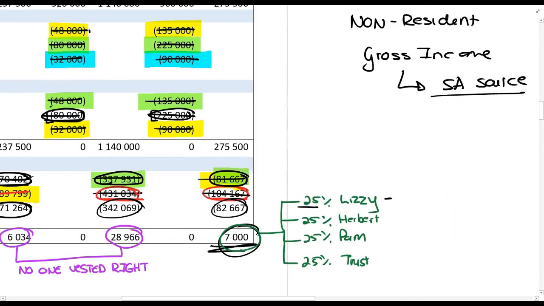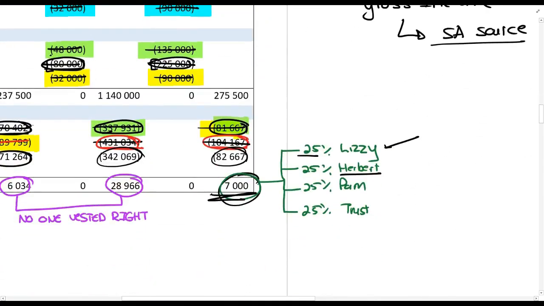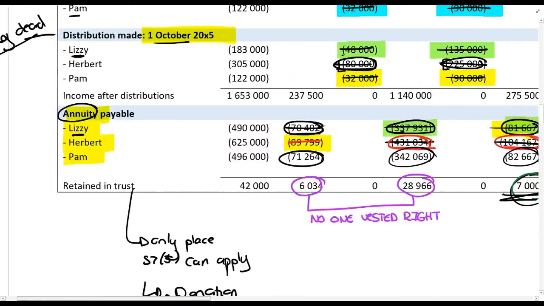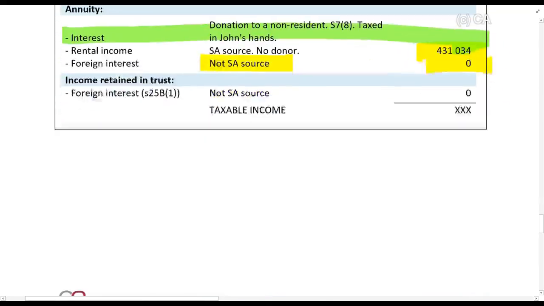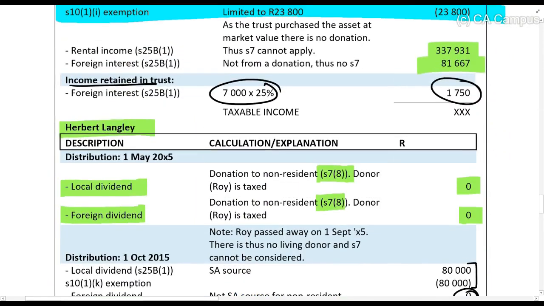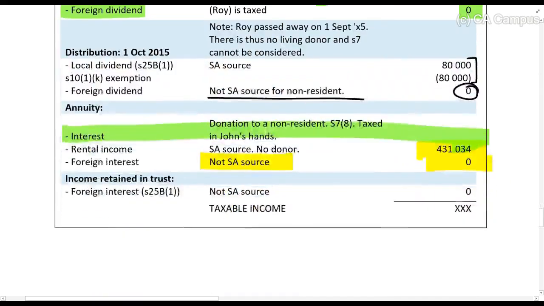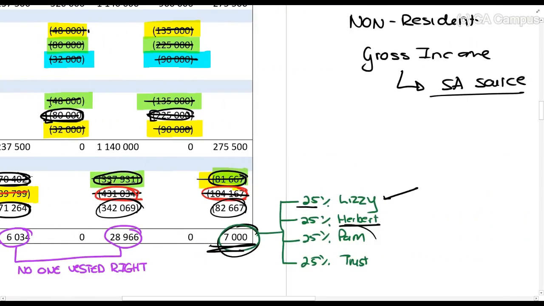That's Lizzie. Herbert, was there a donation, is the donor alive? No. Who should be taxed on it? Herbert. But this is foreign interest. It's not from a South African source. So can Herbert be taxed on it then? Herbert, can he be taxed on it if it's not from a South African source? No.